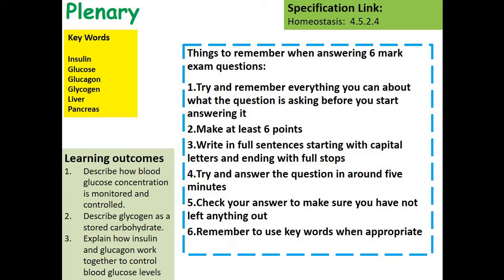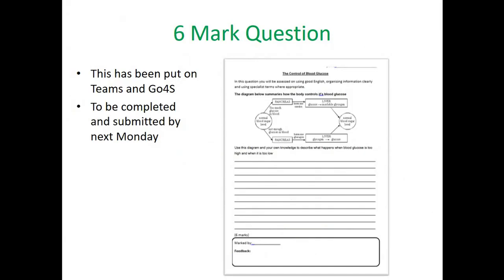Now the last thing we're going to do, and this question's already been uploaded to Go for Schools, is to have a go at the 6-mark question. You can have a read of this guidance. We've got the learning outcomes there to finish as well. The 6-mark question is bringing together this idea of the action of insulin and glucagon to control our blood glucose levels. So that 6-mark question has been put on Go for Schools as an assignment. I'd like you to complete it digitally, which I've sent to you, and then submit it via Teams assignments. That will help me determine who's done the work and who hasn't.